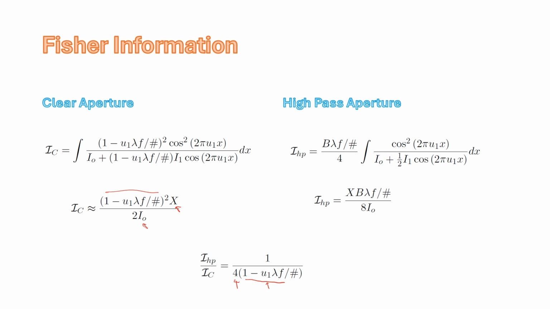So if u1 was small, the clear aperture Fisher information is 4 times the Fisher information for the high pass signal. But if u1 is bigger than 0.75, then this factor will be less than 1/4, and this ratio will start to increase. And as u1 gets close to 1 over lambda f number, the Fisher information can be substantially increased relative to the clear aperture. So it turns out that if you wanted to measure this high frequency, this could be a useful strategy.